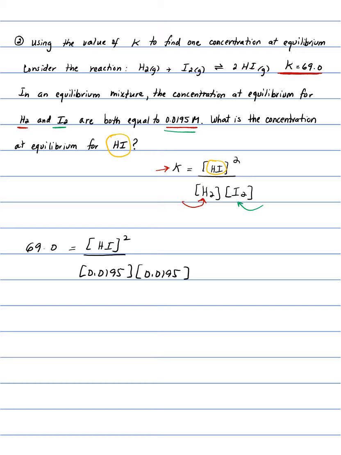So we're trying to isolate HI. So the first thing you have to do is get rid of that number. To get rid of that number, you have to multiply on both sides by the same number.